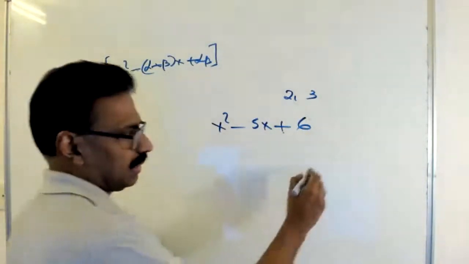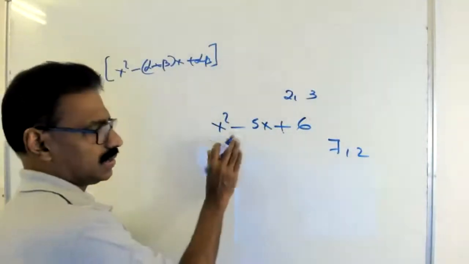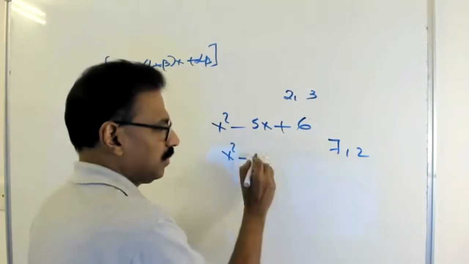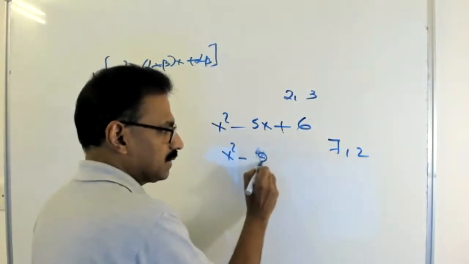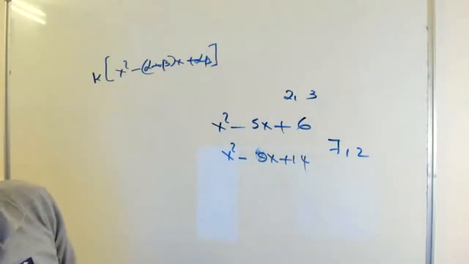If it is 7 and 2, what is the polynomial? x square minus 7 plus 2, 9x plus 14.